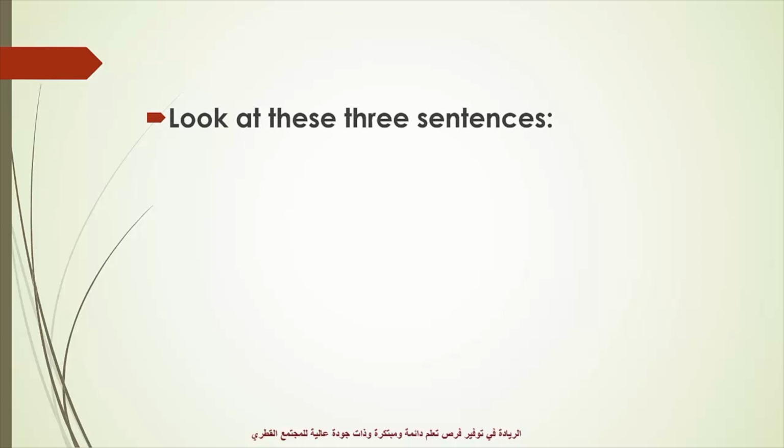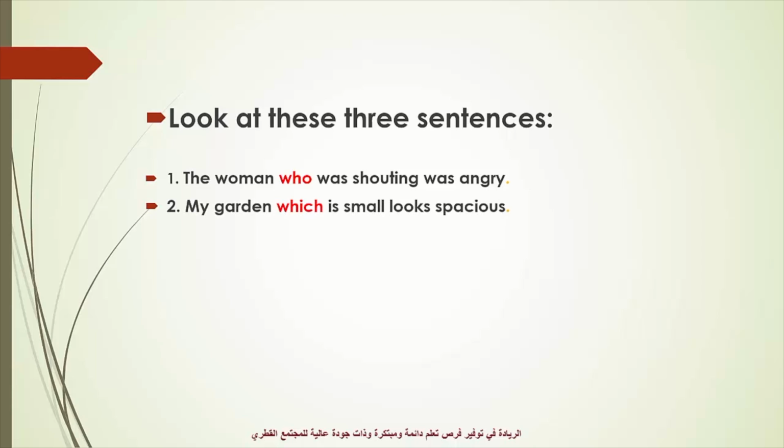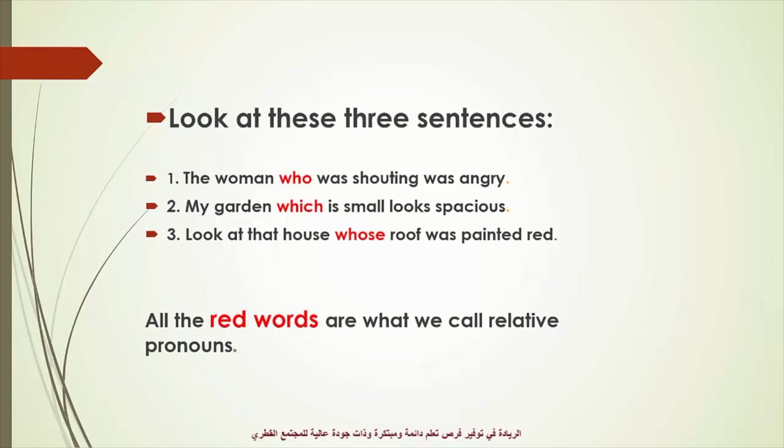Look at these examples. Number 1. The woman who was shouting was angry. 2. My garden, which is small, looks spacious. 3. Look at that house, whose roof was painted red. All the red words are what we call relative pronouns: who, which, and whose.